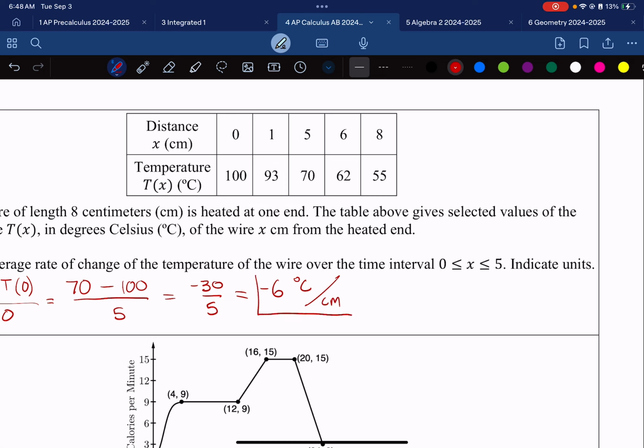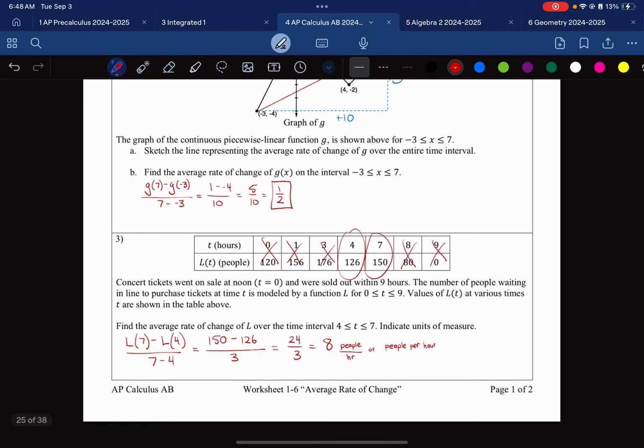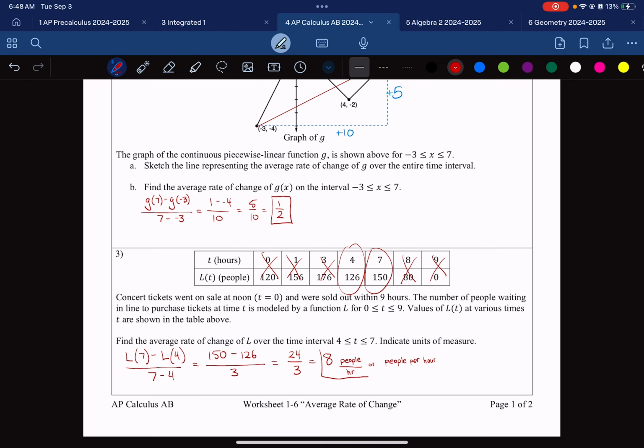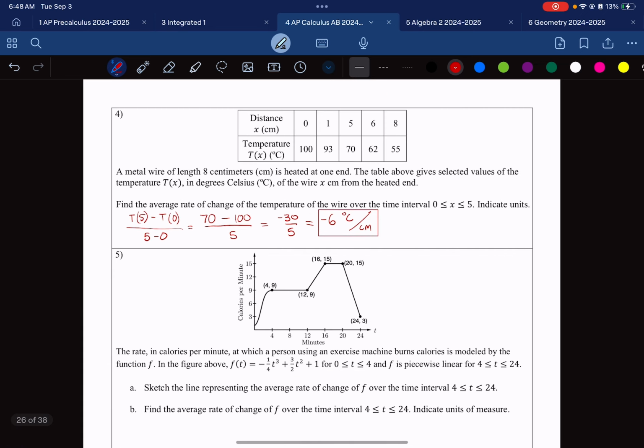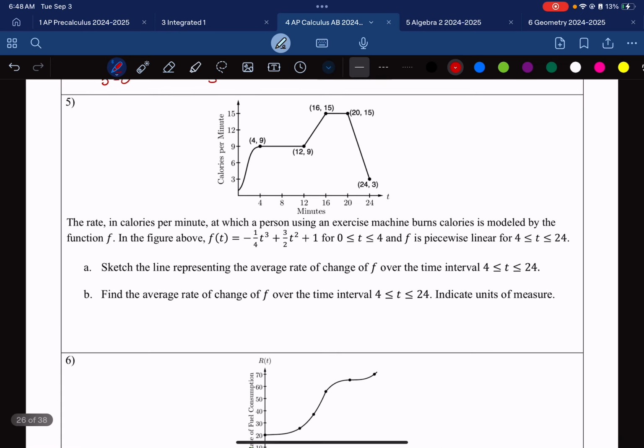And I really should be boxing my work. I don't know if I boxed the last one. Let me come back and check. I did not. So I'm going to say 8 people per hour. Boxing. Okay. Number 5. Got an interesting graph up there.